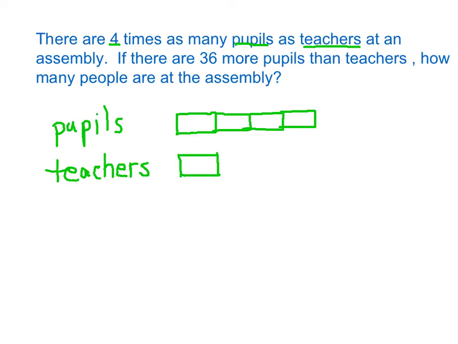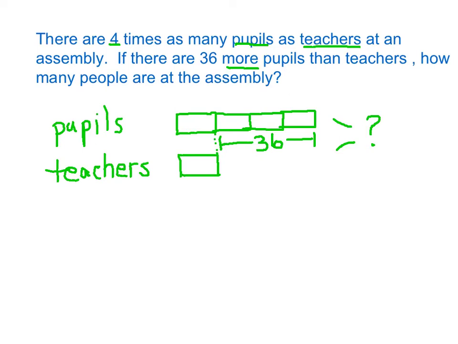If there are 36 more pupils than teachers, so right here, the pupils and the teachers have the same amount, 1 bar, 1 unit. So these 3 bars must represent the 36 more, which the pupils have. How many people are in the assembly? So my question mark goes here.